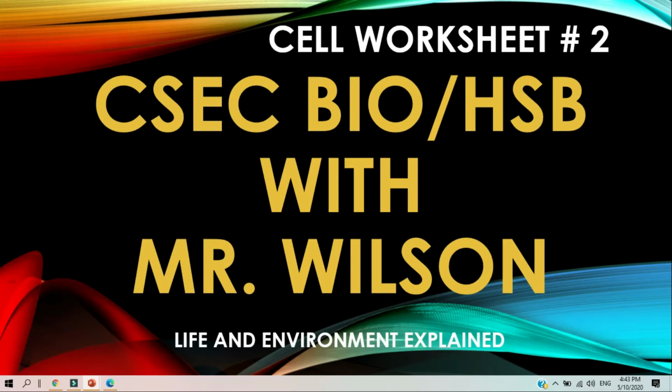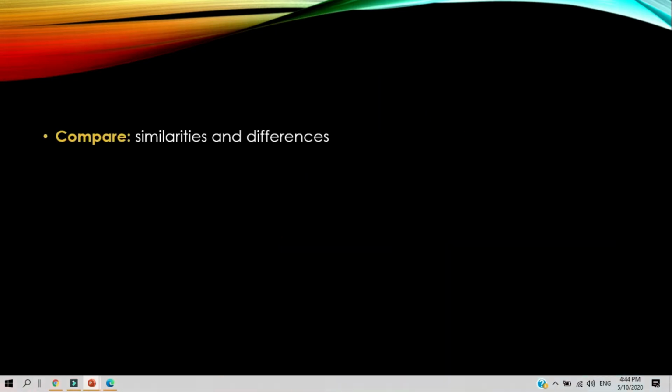So today, as said earlier, we are going to be looking at cells, worksheet number 2, and those persons who are just starting out in HSB, Human and Social Biology, could join along in doing this worksheet. I'll be explaining the question as would have been expected by the exam. So we're going to be looking at some keywords that are color-coded. So it is CSEC Biology with Mr. Wilson, Life and Environment Explained.